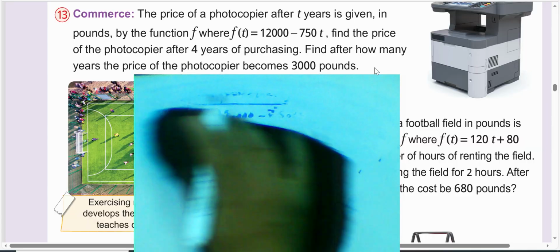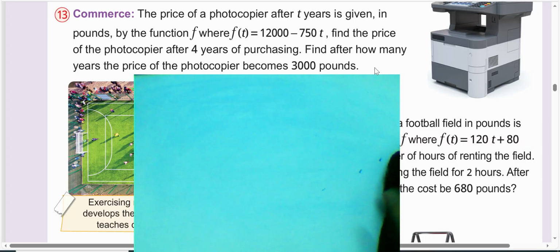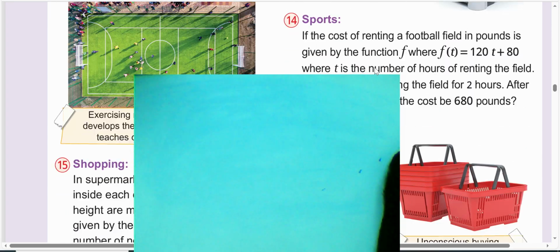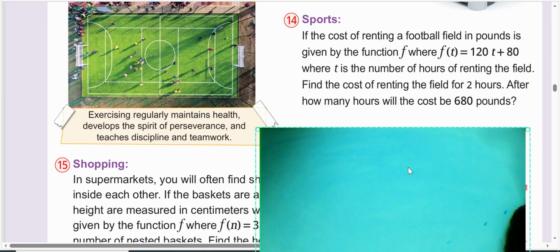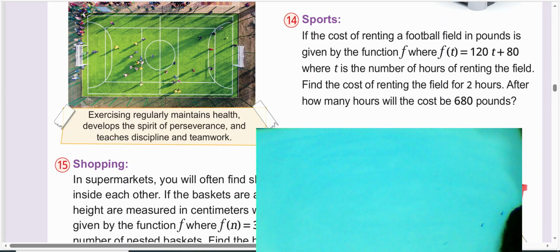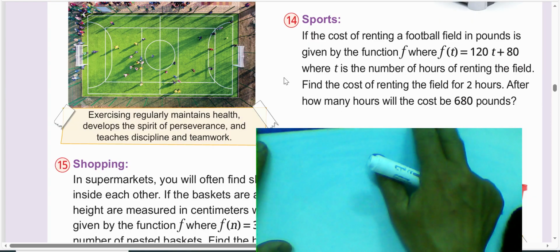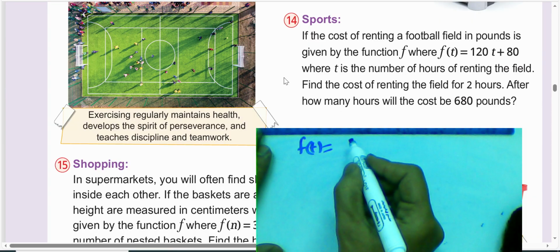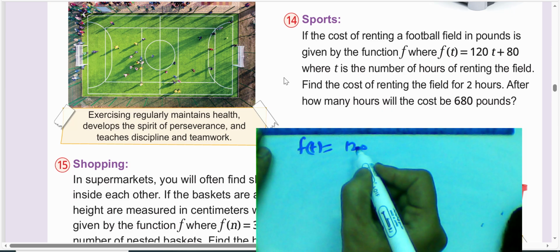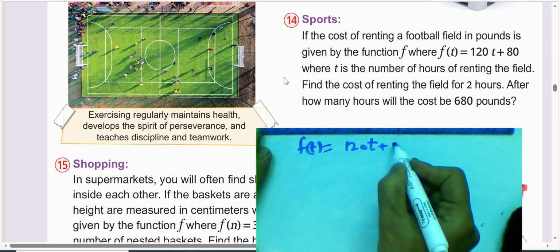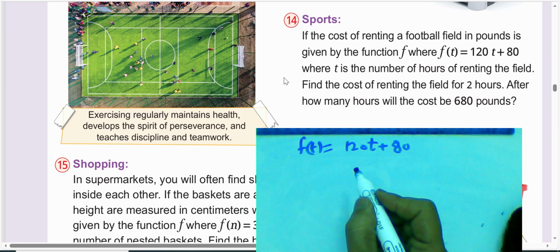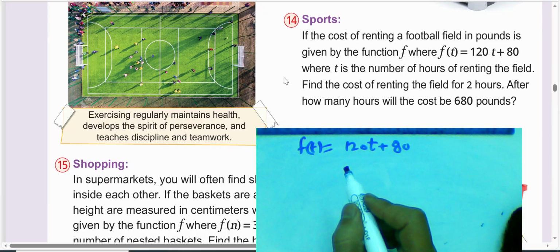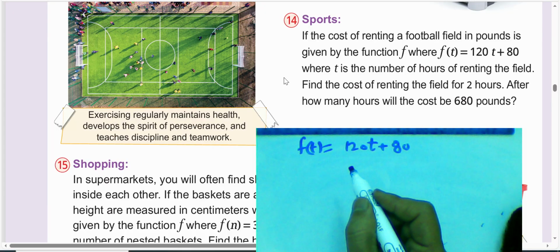Okay, next question down here. Sport. The cost of renting a football field in pounds is given by the function f of t equals 120t plus 80. Here t is the number of hours of renting the field. Find the cost of renting the field for 2 hours.